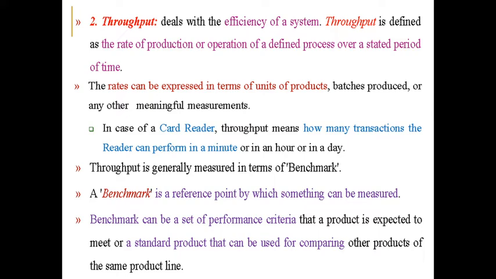Throughput is generally measured in terms of a benchmark. A benchmark is a reference point by which something can be measured. The benchmark can even be used to set up the performance criteria that the product is expected to meet, or as a standard product that can be used for comparing other products of the same kind.